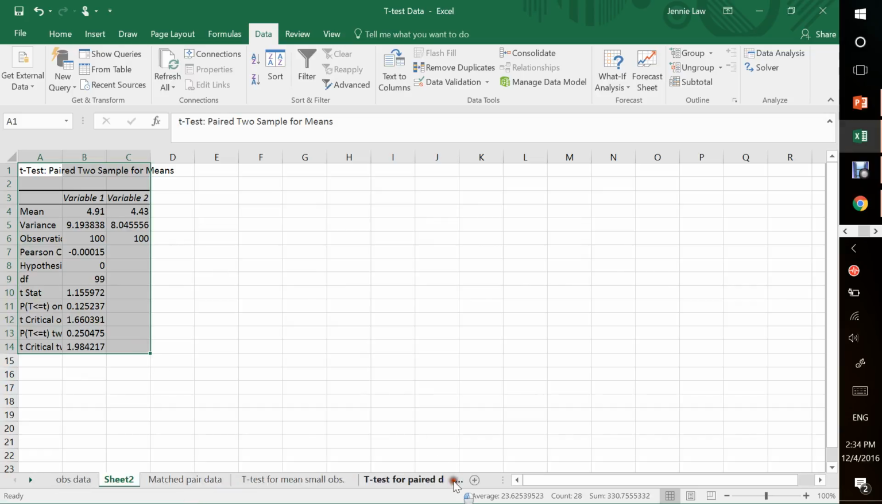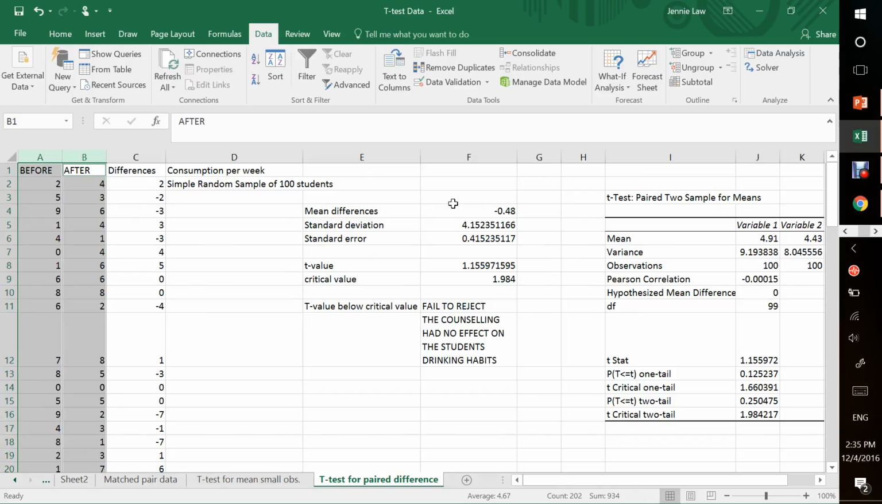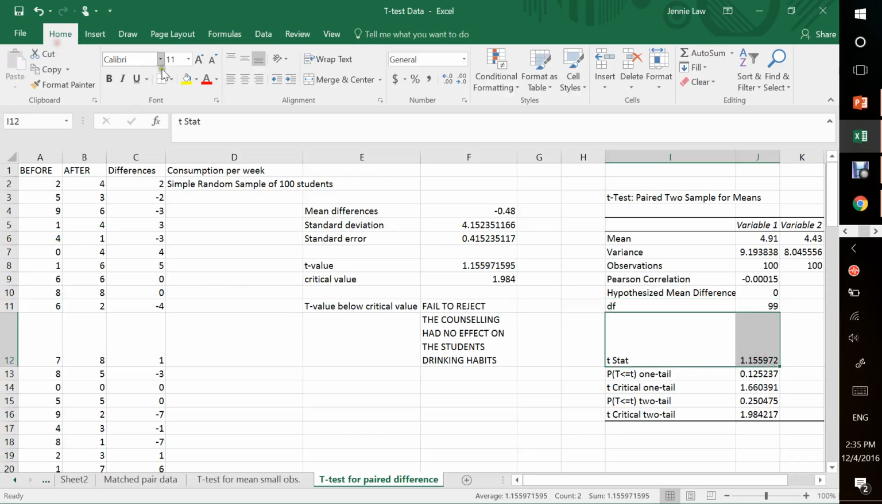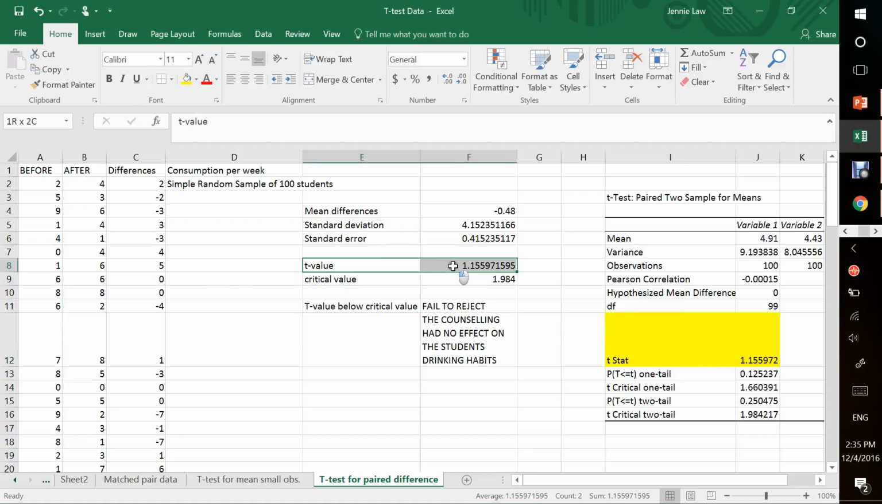And what we're going to do is just compare that to what we found with our calculations. So what this actually does is it calculates the mean and the variance for each variable. We didn't actually do that, so we're not going to compare that. We can look at our degrees of freedom, which are 99, which we knew from looking at our table. We see our t-stat is 1.15, and that matches with our calculation of our t-value. We can see that for two tails, our critical value is 1.984, and that is what we found on our table.